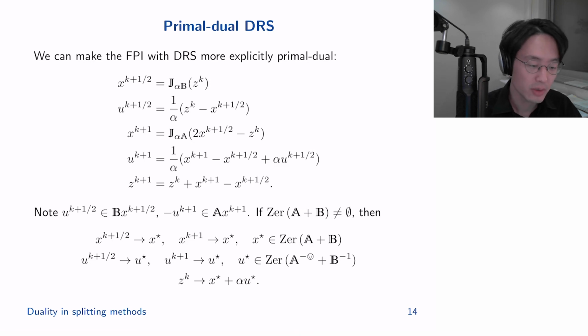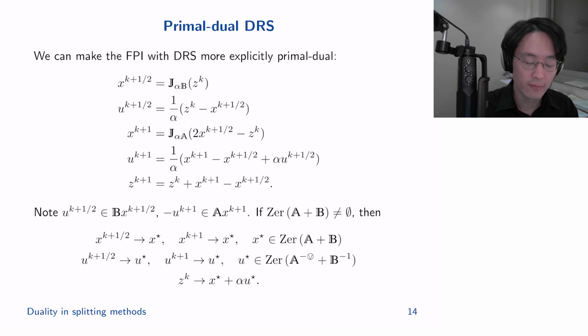And if you pay attention a little bit, then u^{k+1}, due to the definition of the resolvent with respect to B, is an output of the operator B evaluated at x^{k+1/2}. And if you reason in the same way, but you do a few more calculations, you can conclude that minus u^{k+1} is an output of the operator A evaluated at x^{k+1}.